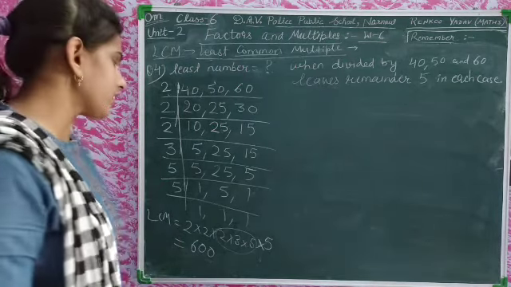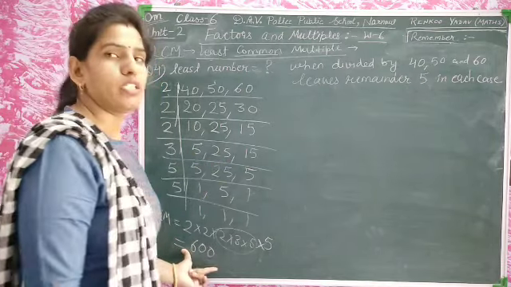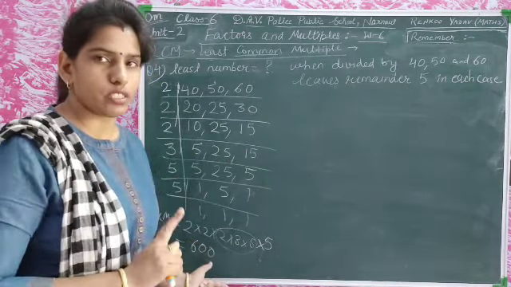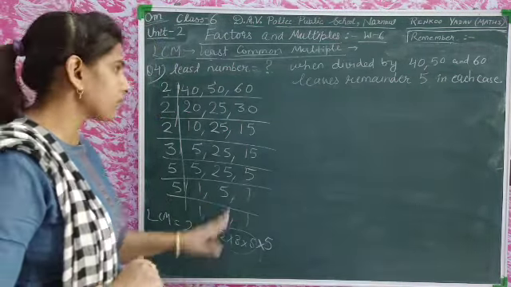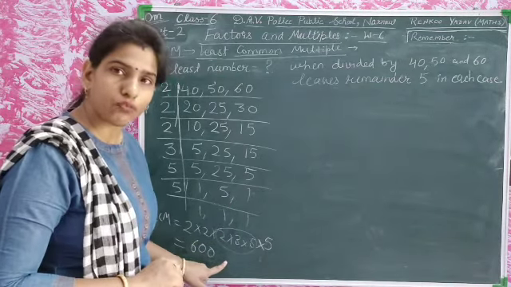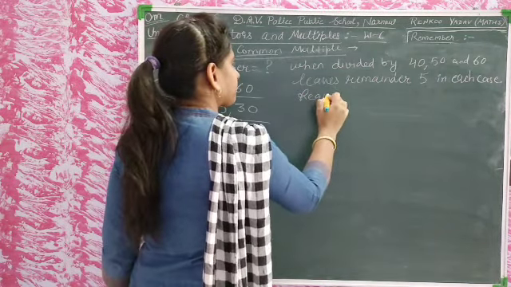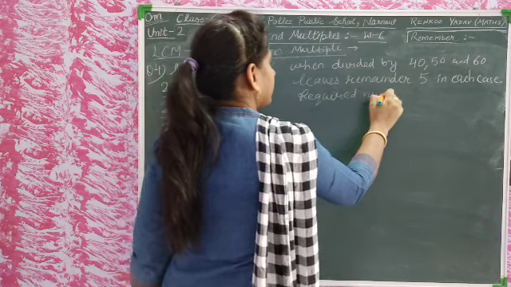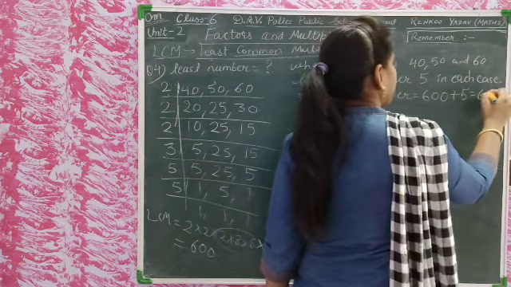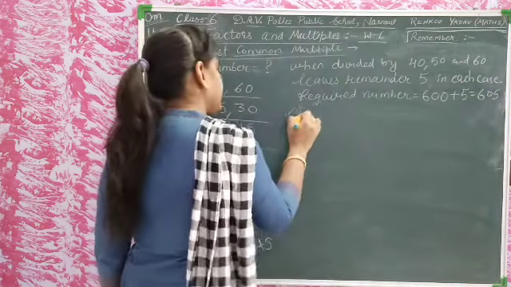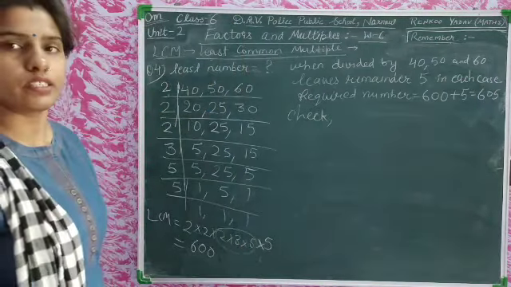But now students, it is asking that these three numbers exactly divide this number, 0 is the remainder there. But if we add 5 in each case, it means the remainder is 5 in each case. It means we have to add 5 to this number. 605 is the required number. Required number is equal to 600 plus 5, that must be equal to 605. Now we will check that when it is divided by these numbers, the remainder is 5 in each case.